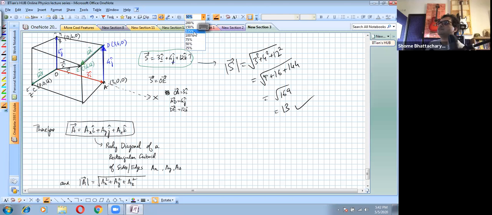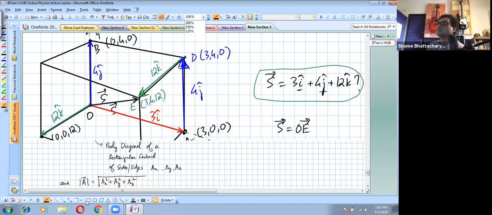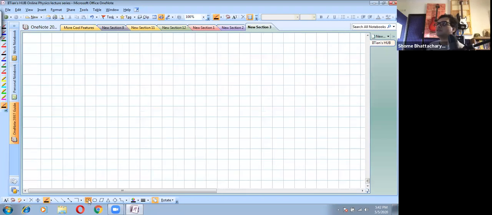So this is very easy to show why the magnitude is this, because you have to just use the geometry of cuboid. So I'll just quickly show you the geometry of cuboid.